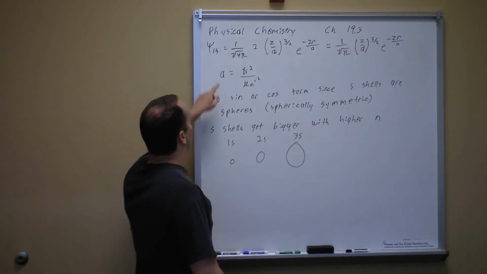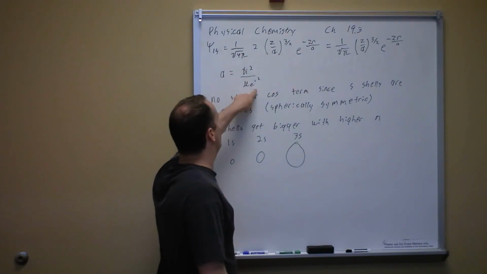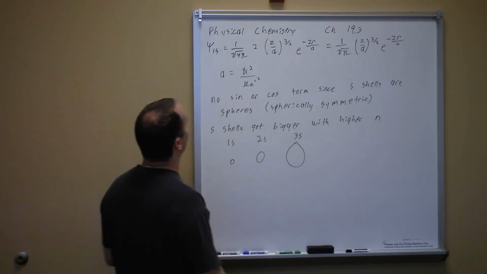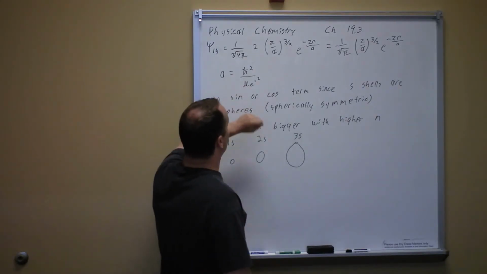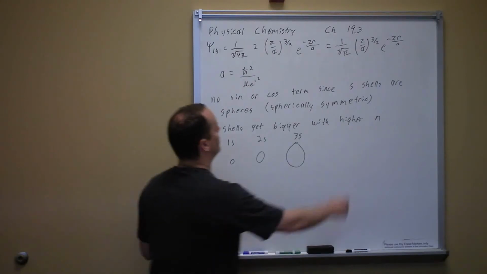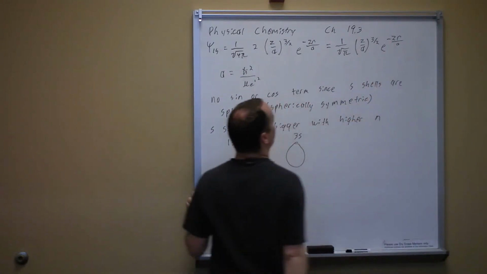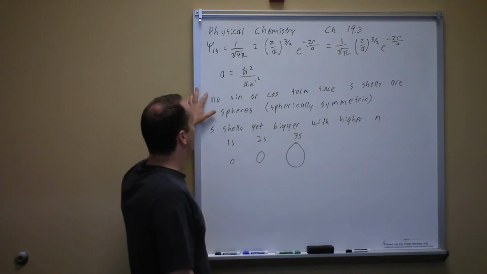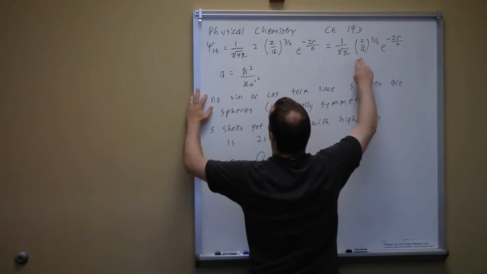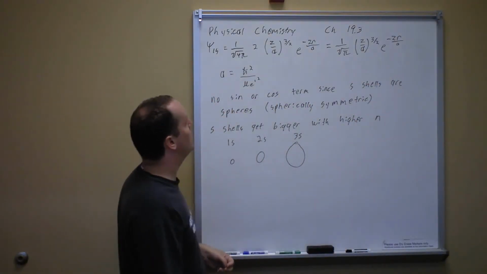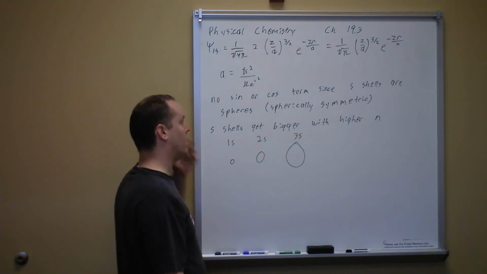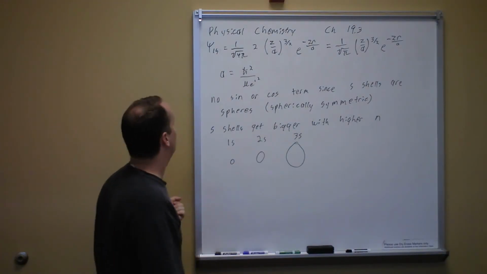And remember, a is h bar squared over mu e prime squared, where h bar is Planck's constant divided by 2 pi, mu is the reduced mass, e prime is the electron charge, r is the radius, and Z is the atomic number. Now you'll notice it's a function of r, just like I said, and there's no sine or cosine term. That's because S shells are spheres. They're spherically symmetric, so there are no angles.